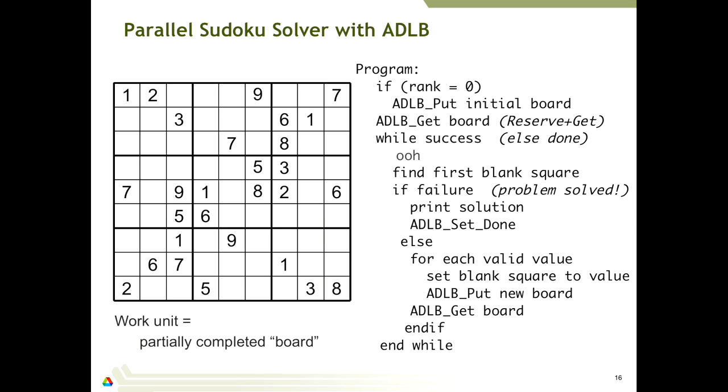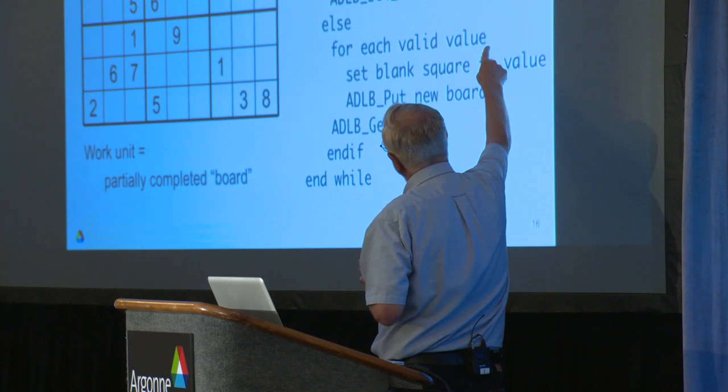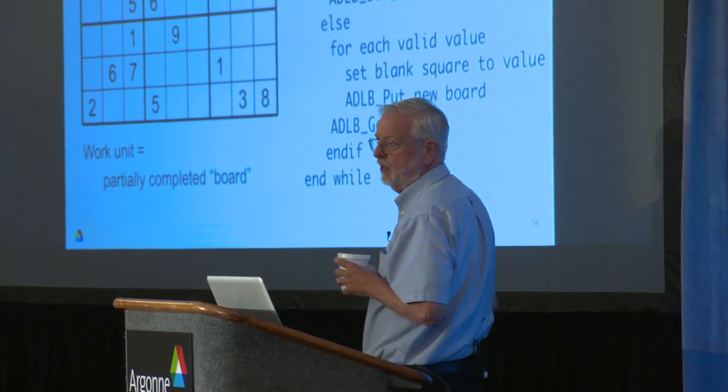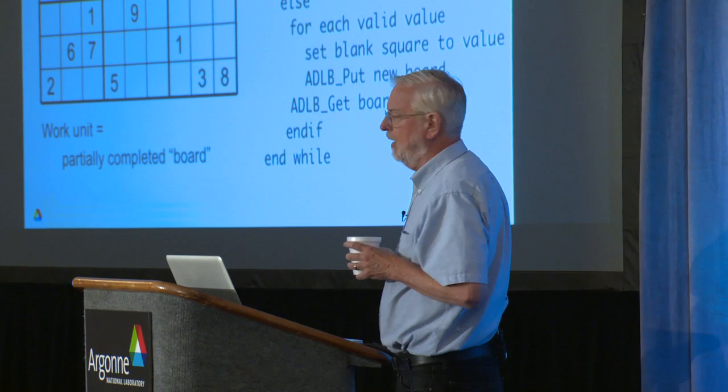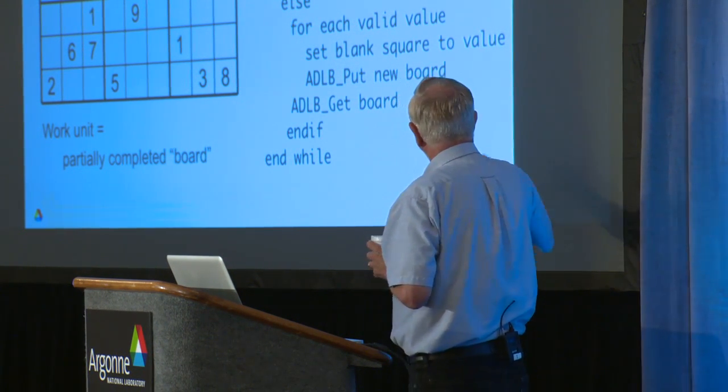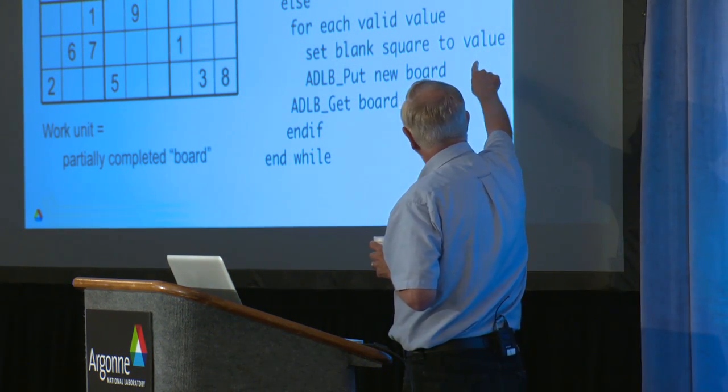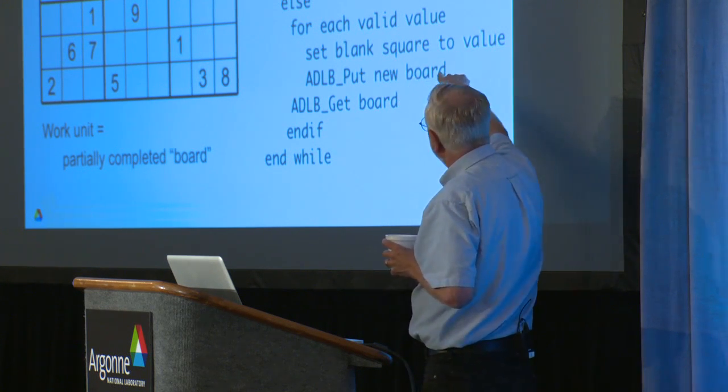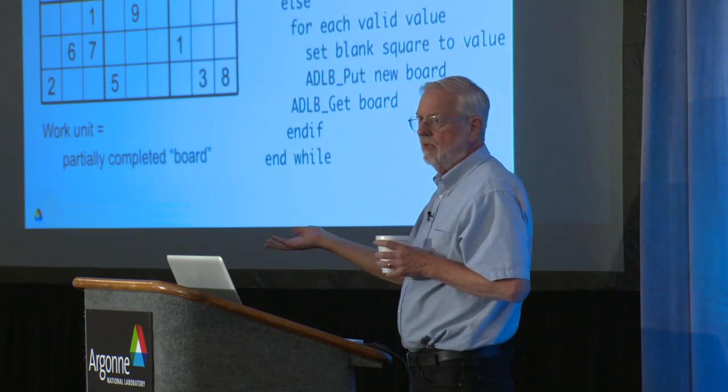You find the first blank square. If there isn't one, then you're done because you've filled things in altogether. Otherwise, you just look up and down and around your box to see what possible values could go in there using a very simple algorithm, not anything fancy. And then you set the blank square that you're looking at to that value and put a new board back in the pool. So sometimes you're putting multiple boards in, sometimes you're not putting anything in.